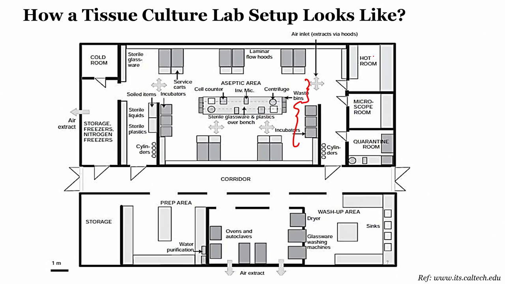Then there is a hot room. Hot room is to grow the bacteria. There are microscope rooms, there are quarantine rooms. Then we have a glass sterile area where we have laminar flow hoods. We can have storage freezers for nitrogen, nitrogen freezers. These freezers are for the cryopreservation of the cells. Then we have a preparation area, ovens, autoclaves, right, wash up area, and there are sinks.